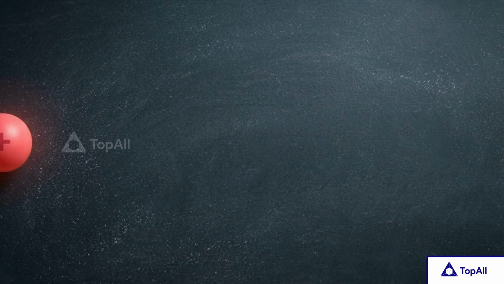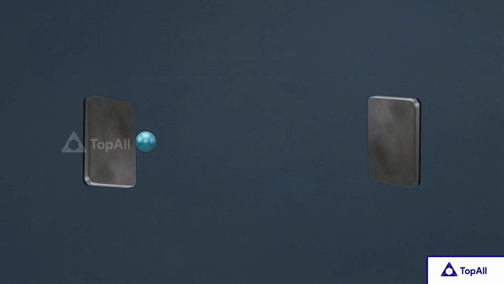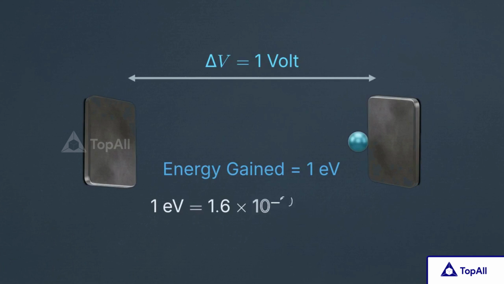We'll start by bringing a single positive charge from infinity and placing it at a specific point inside our external field. Here is our charge at point R. Its potential energy, U, is the charge, Q, times the external potential, V. For electrons, we use the electron volt. 1 eV is the energy gained accelerating across a 1-volt gap, equaling 1.6 times 10 to the negative 19 joules.